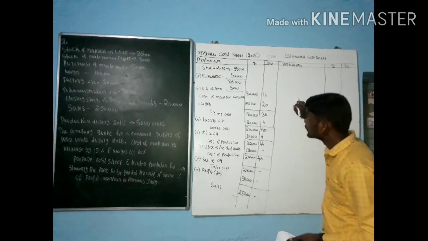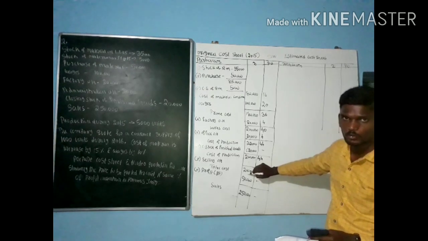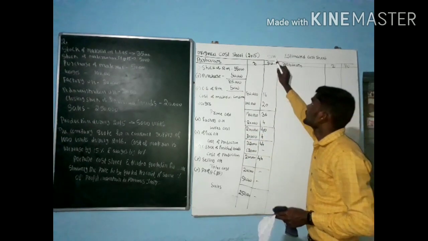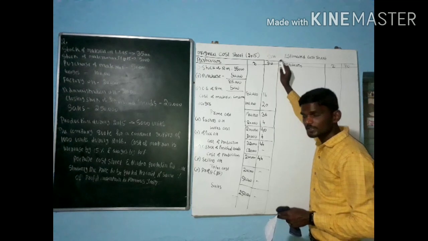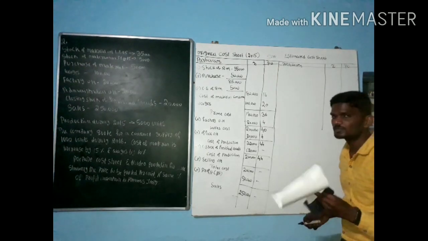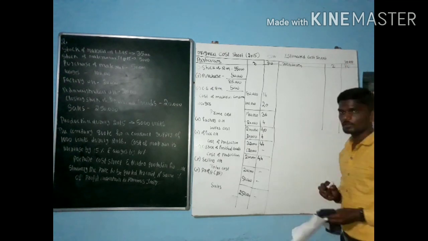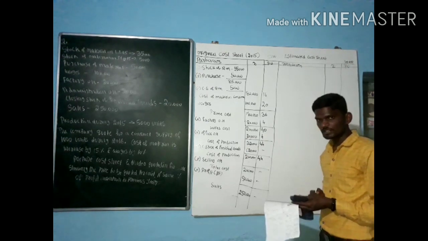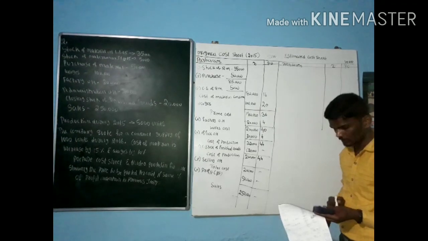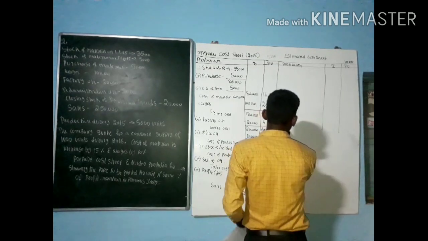See here, during the year 2015, what is my total cost? That is 2 lakh, for how many units? For 5,000 units. In the same way, in the estimated cost sheet, how many units do we need to produce? That is 1,000 units. For 1,000 units, what is the cost incurred? That we don't know. But here we need to use one formula, that is working out.